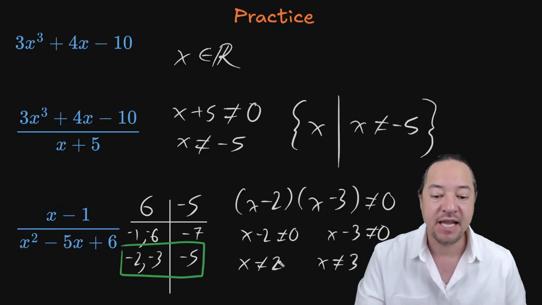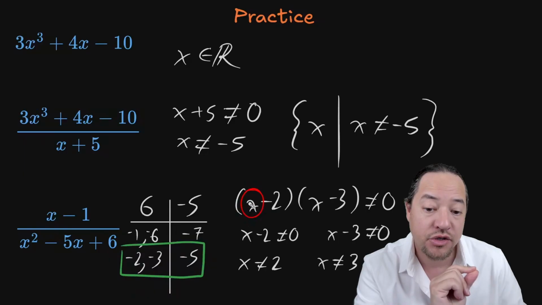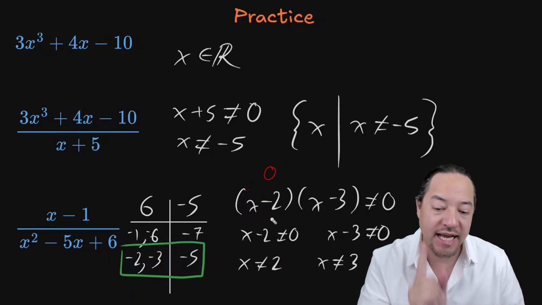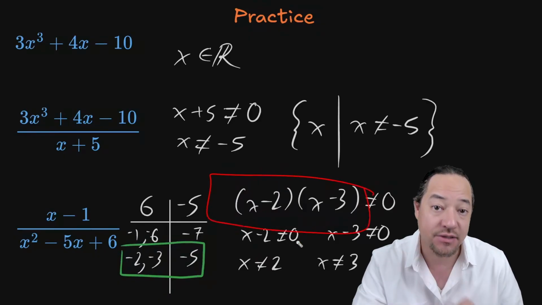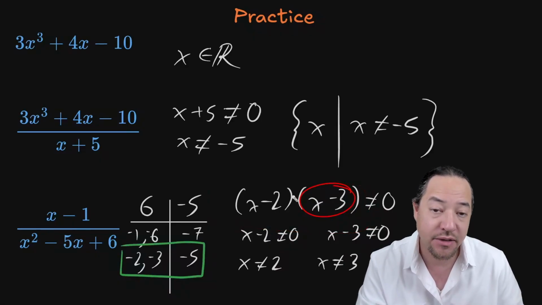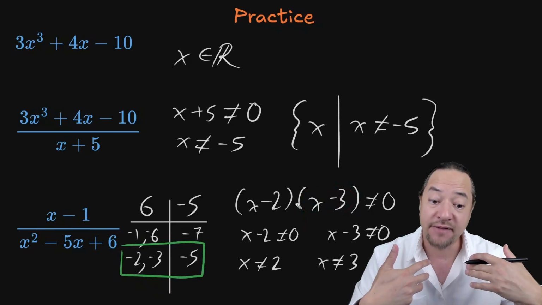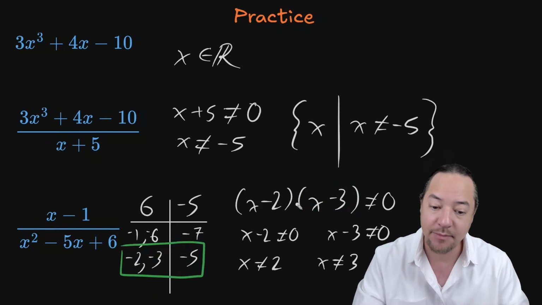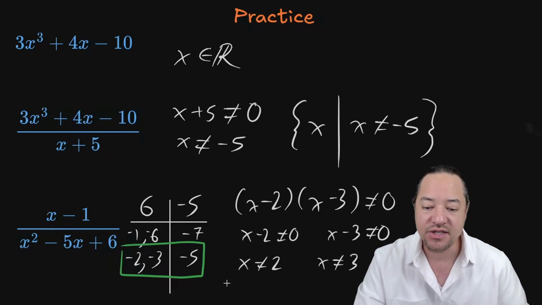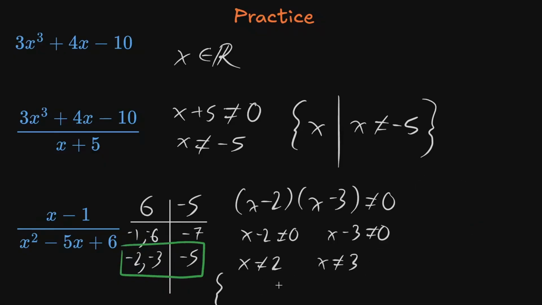So let's think about that. If x was 2, 2 minus 2 is 0. 0 times anything is 0. And so when x is 2, this entire quantity is 0. Same thing when x is 3. When x is 3, this is 0, and thus 0 times anything is 0, and so that's where the problem is. So these are the two values that if I plug in for x, I'll get 0 for the denominator. And so the domain for my rational function is going to be all x such that x is not equal to 2 and x is not equal to 3.